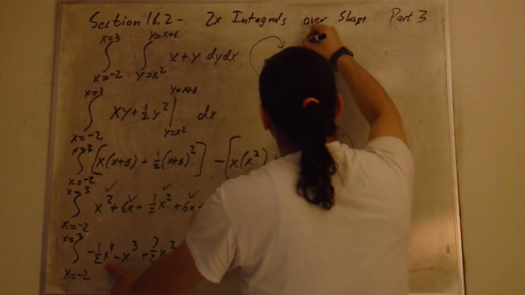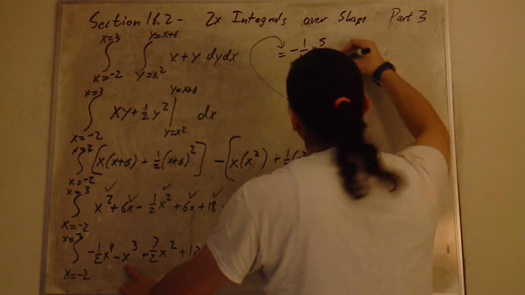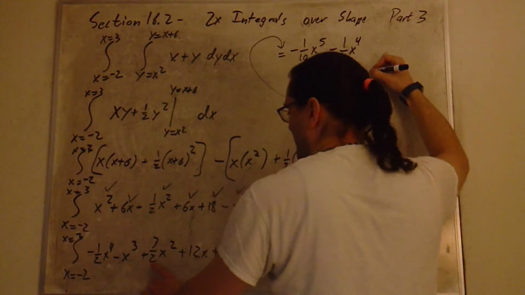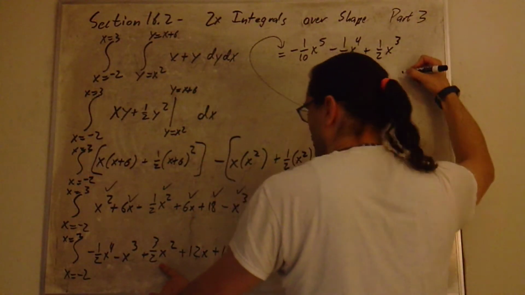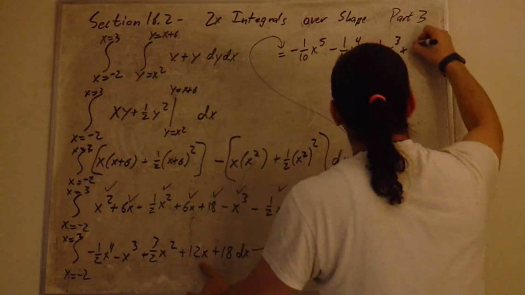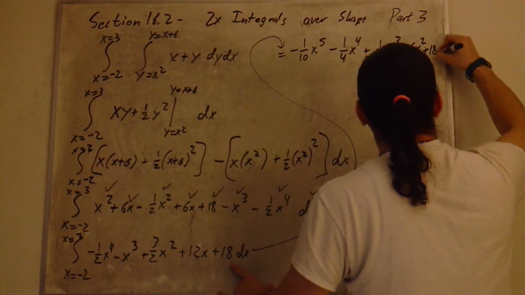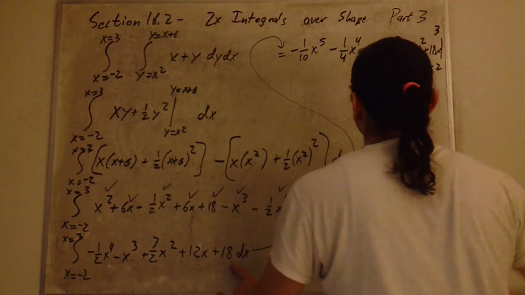Negative 1/10 x to the 5th minus 1/4 x to the 4th plus 1/2 x cubed plus 6x squared plus 18x evaluated at -2 and +3. Ugh.